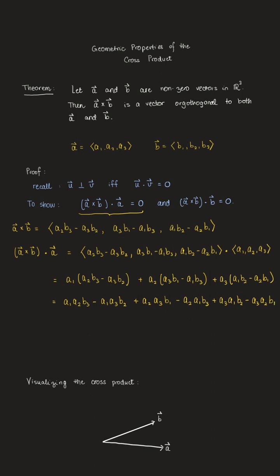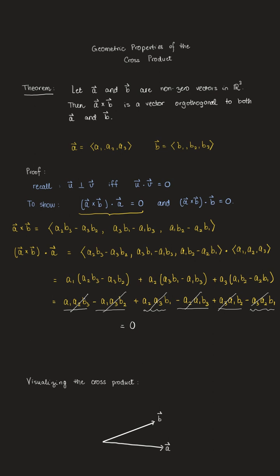And now we're going to see if we have any like terms. Here's A1A2B3, and this is minus A1A2B3 in a different order, but order of multiplication doesn't matter because multiplication of real numbers is commutative. So these two will cancel out. A negative A1A3B2 and positive A1A3B2 here will cancel out. And A2A3B1 and negative A2A3B1 will also cancel out. So we do in fact get 0 from the dot product.